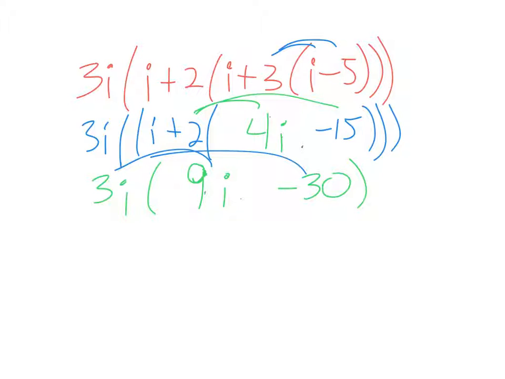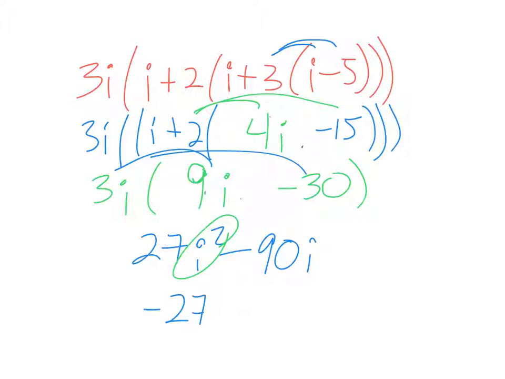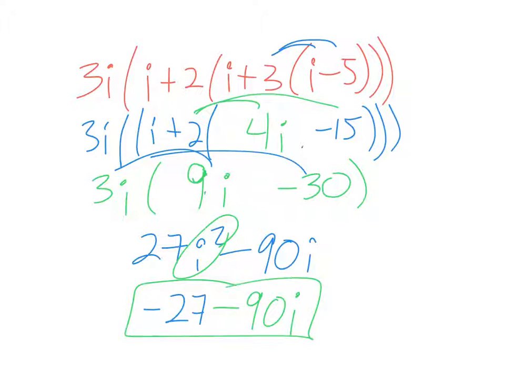3i times 9i is going to be 27i squared minus 90i. 27i squared is really negative 27 because we know that i squared is really just negative 1 in disguise. So negative 27 minus 90i is our final answer. And that'll do it for the first part of the spiral.